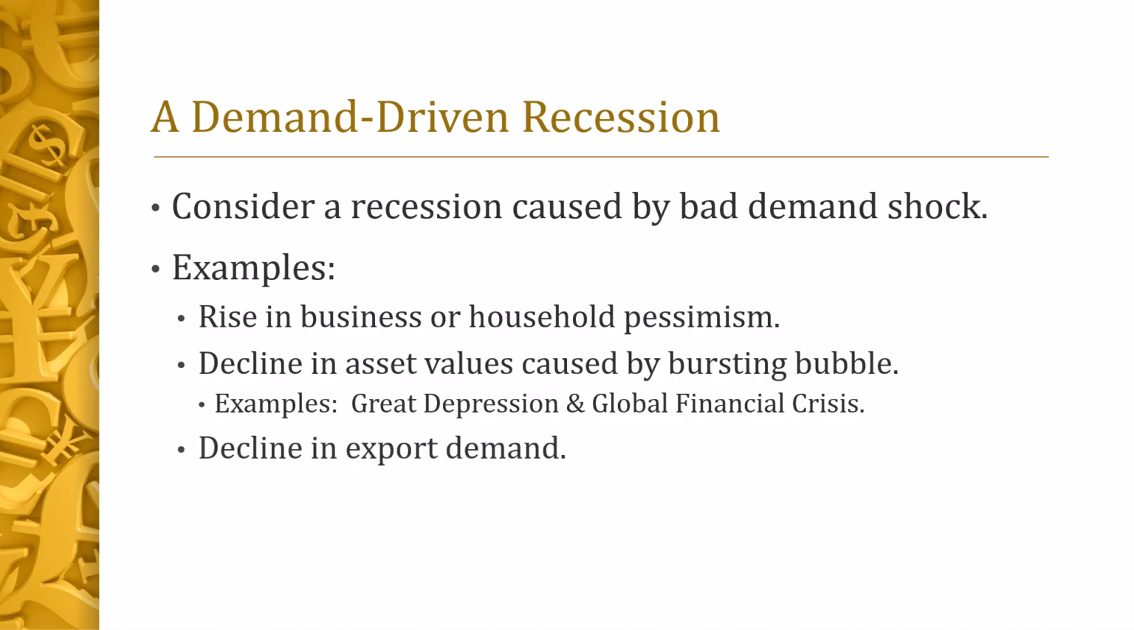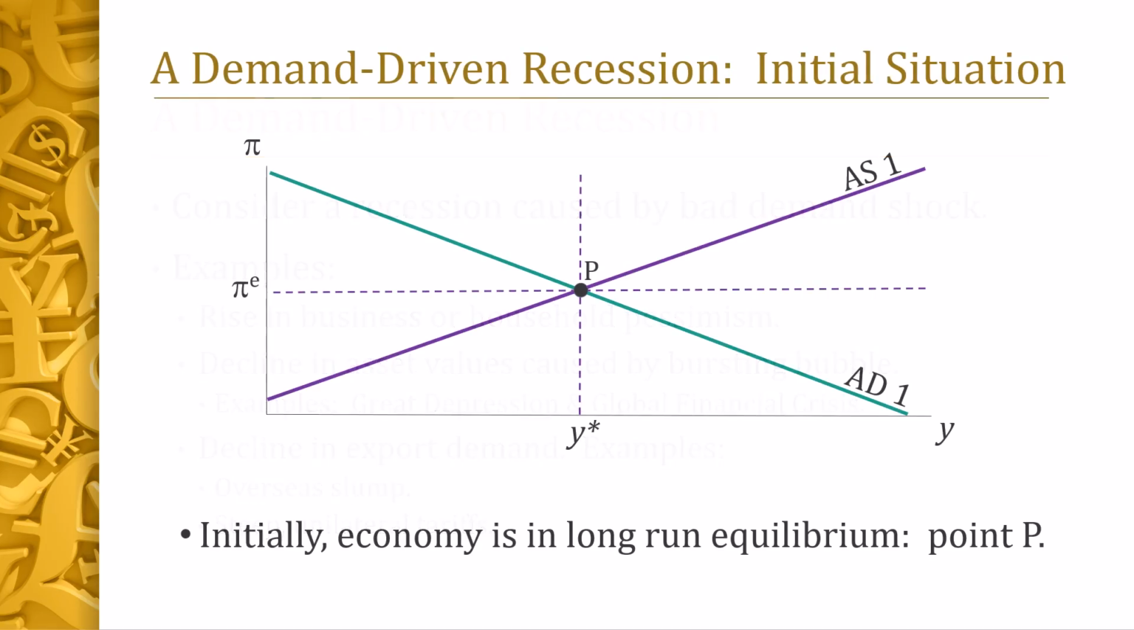The final example of a bad demand shock is a large fall in demand for one's exports. This might be caused, for instance, by a slump in the economy of an important trading partner. It might also be caused by steep unilateral tariffs imposed on your country by such a partner. We now use the AD-AS model to analyze such a shock.